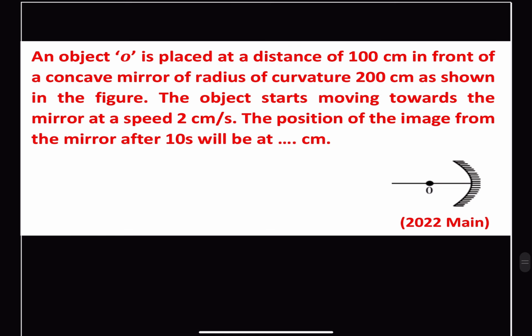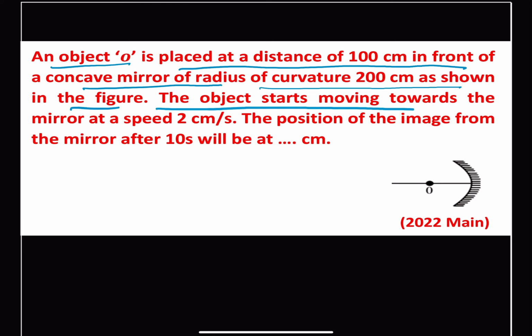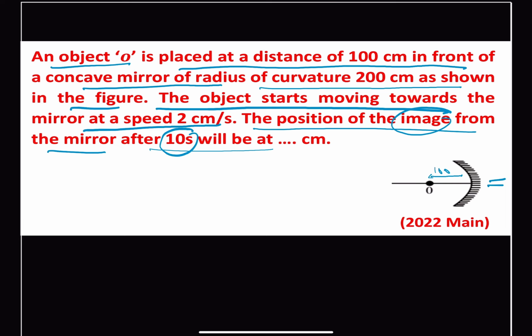and it states that an object O is placed at a distance of 100 cm in front of the concave mirror of radius of curvature 20 cm as shown in the figure. The object starts moving towards the mirror at a speed of 2 cm per second. The position of the image from the mirror after 10 seconds will be. So we are given this basic figure. The object is placed at a distance of 100 cm, and we have to find out the position of the image when the object has traveled for 10 seconds, and the speed of the object is given to us as 2 centimeters.